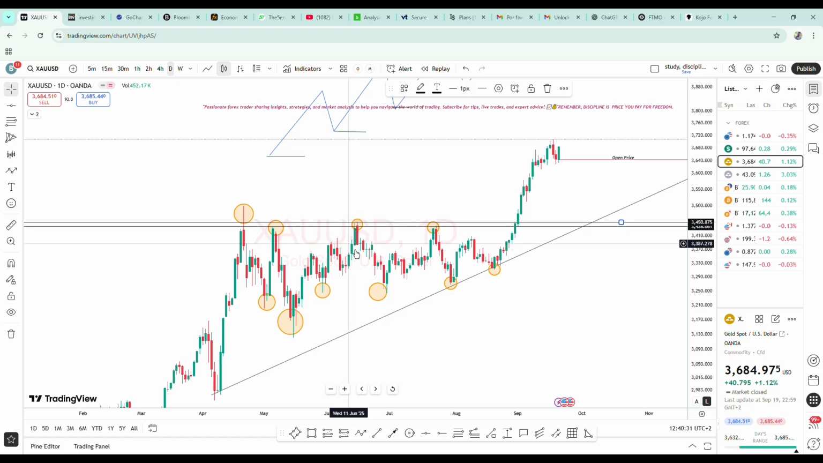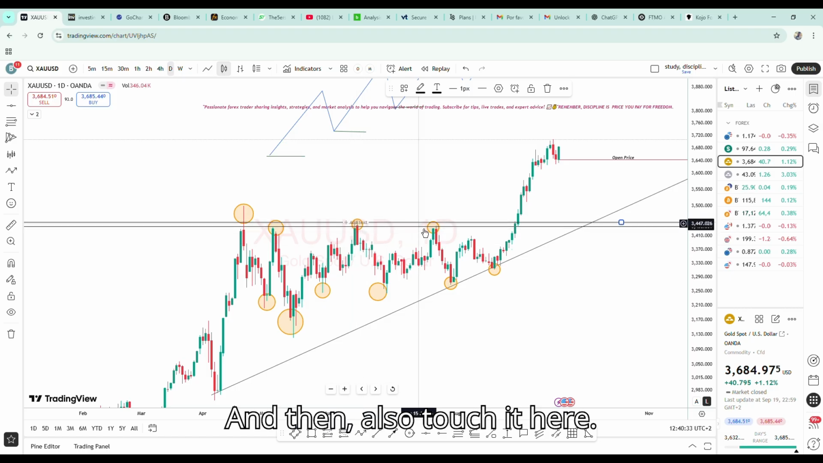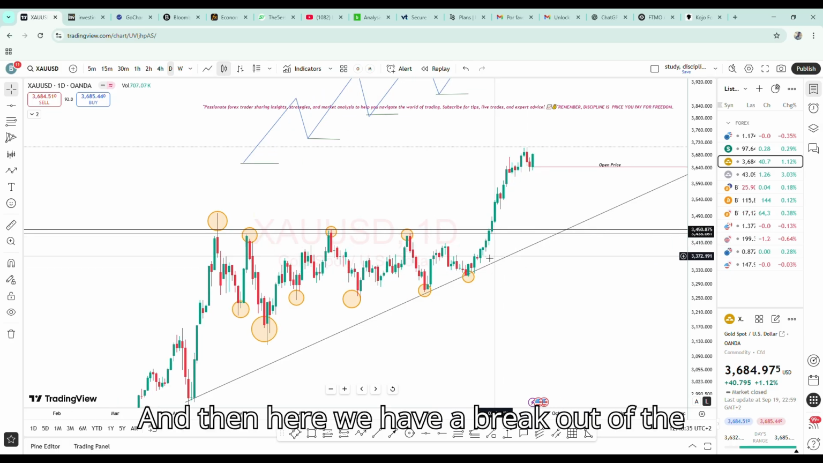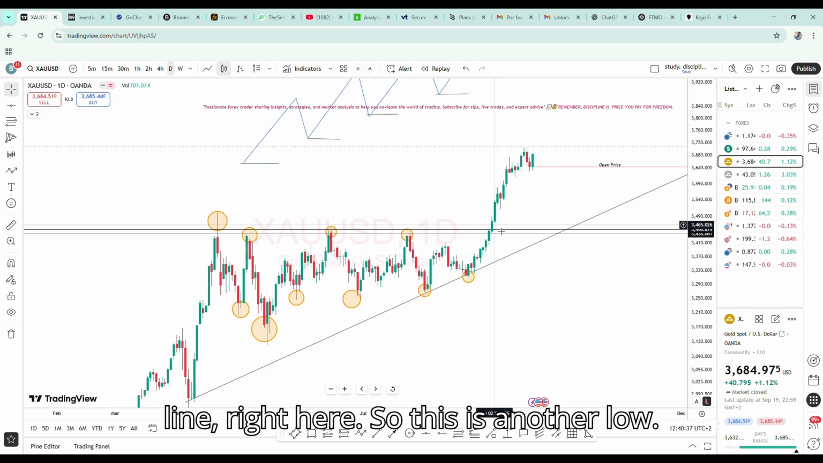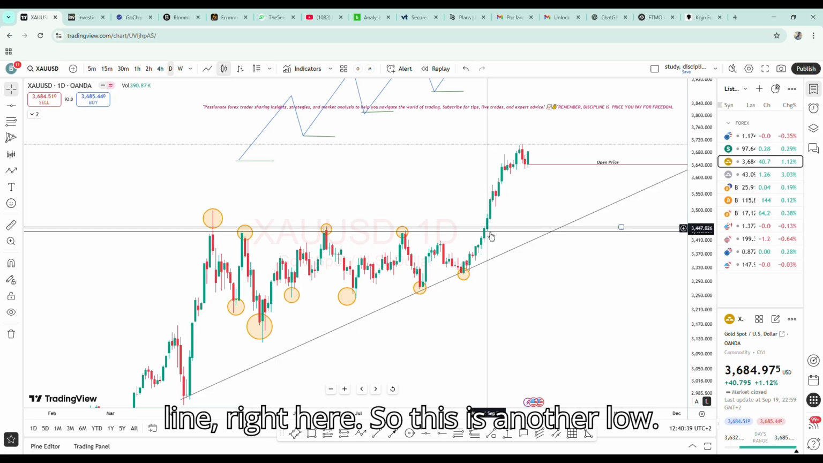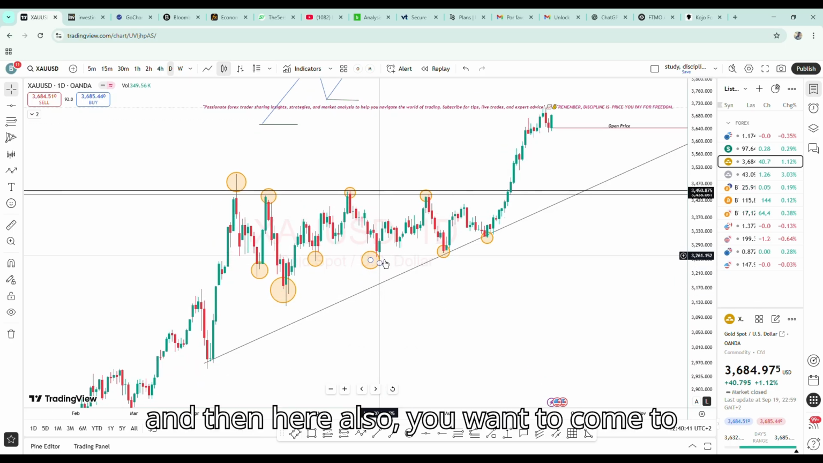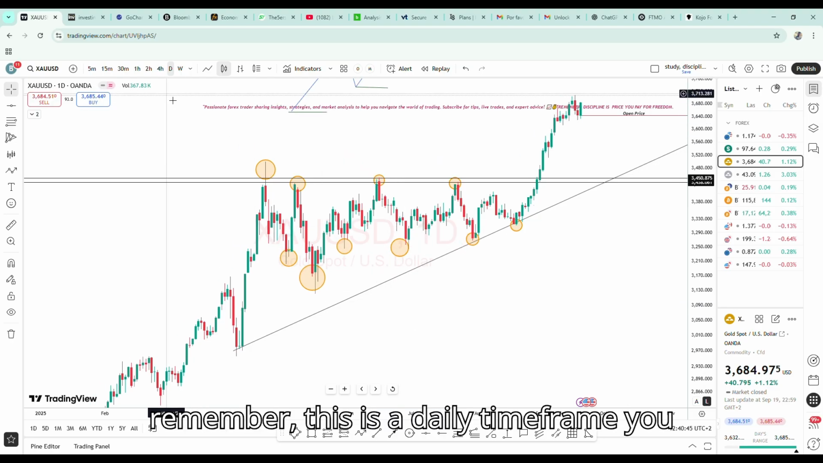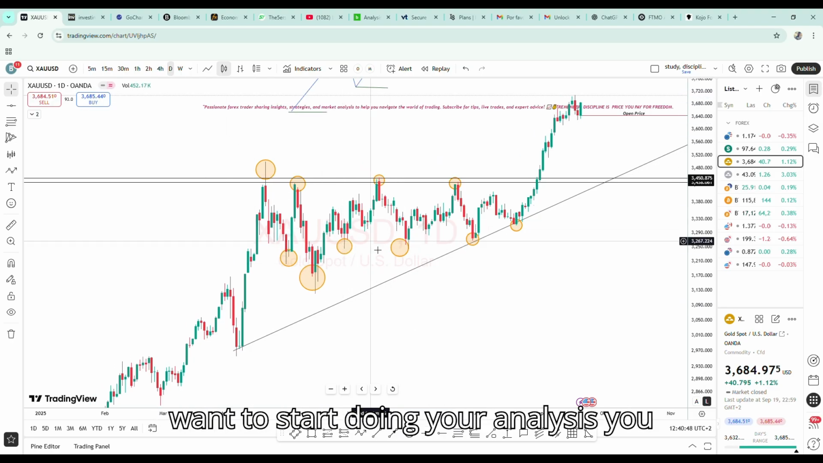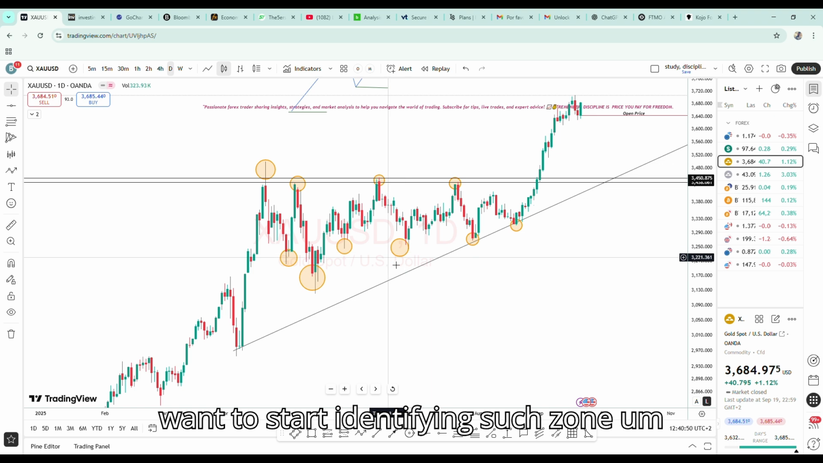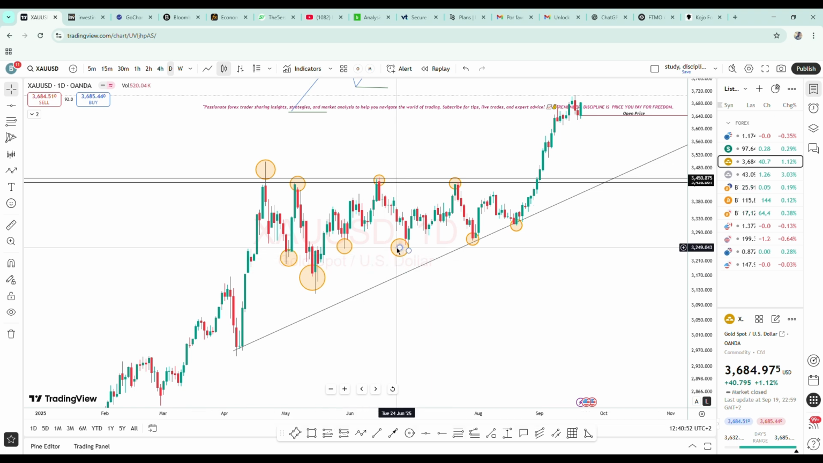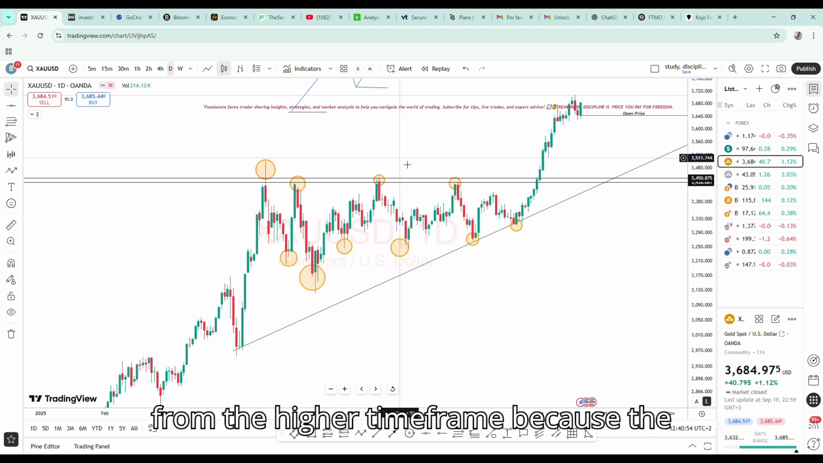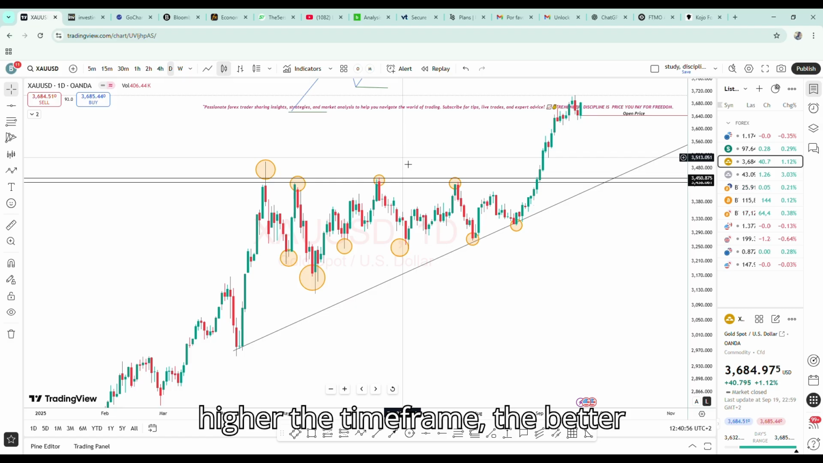Sorry, guys. And then also touch it here, and then here we have a breakout of the line right here. So this is another low. And then here also you want to come to this zone, to the low, because why? Remember, this is a daily time frame. You want to start doing your analysis. You want to start identifying such zones from the higher time frame, because the higher the time frame, the better. That is the reason why.